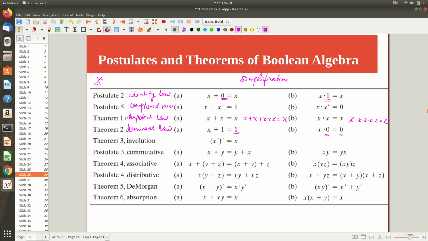You can verify with the truth table also. Now there is something called the involution law, or a kind of double negation. The negation of negation: two times I am taking negation, double negation or double complement. Complement is nothing but the NOT operation. So I have a variable x, I am taking its negation, and this is the complement of x. Complement and negation are both the same. And if I take its negation again, you will get x back.